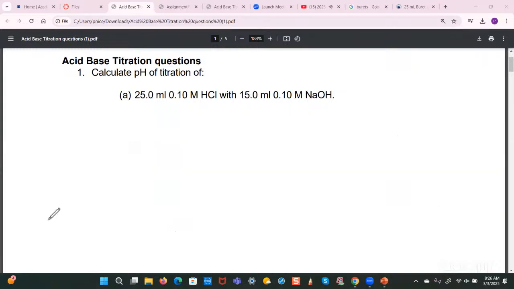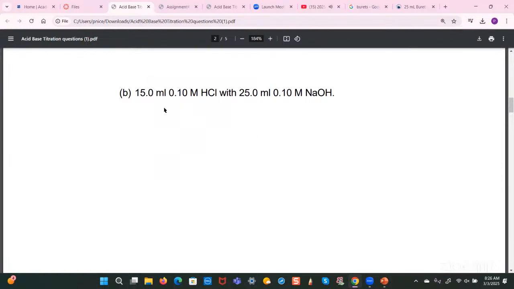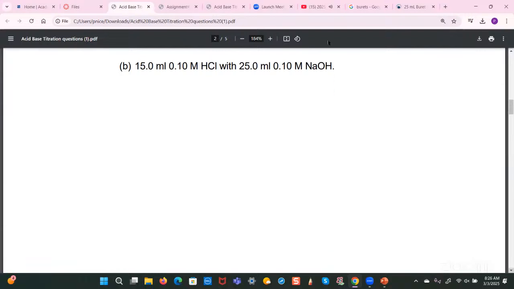All right, so let's look at the B part. Same type of titration question, but the numbers will be different, all right? So in this case, you're adding 15 mL of 0.10 M hydrochloric acid to 25.0 mL of 0.10 M sodium hydroxide. Now, let's see if you can help me out here. Based on what we have covered so far, what would be the first step in this process? You can refer to what we did before.